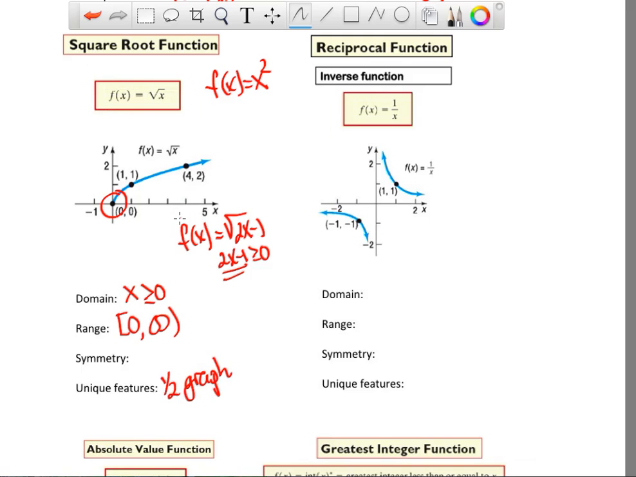Then the reciprocal function, or the inverse function, that's the 1 over x. It's called also part of our hyperbolics. It's the most straightforward hyperbolic we have.